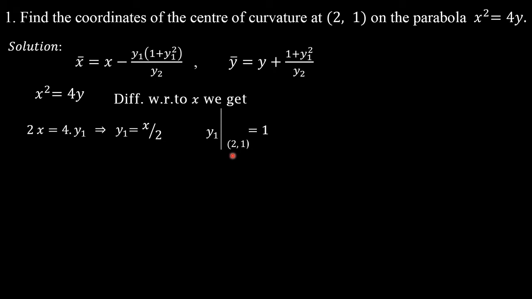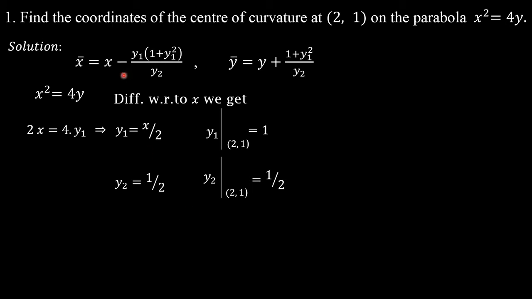Now, let me compute y2. What is the differentiation of y1 with respect to x? It is nothing but y2, which is equal to the differentiation of x by 2 with respect to x, which is 1 by 2. Since it is independent of both x and y, I can say that the value of y2 at the point (2, 1) is 1 by 2.